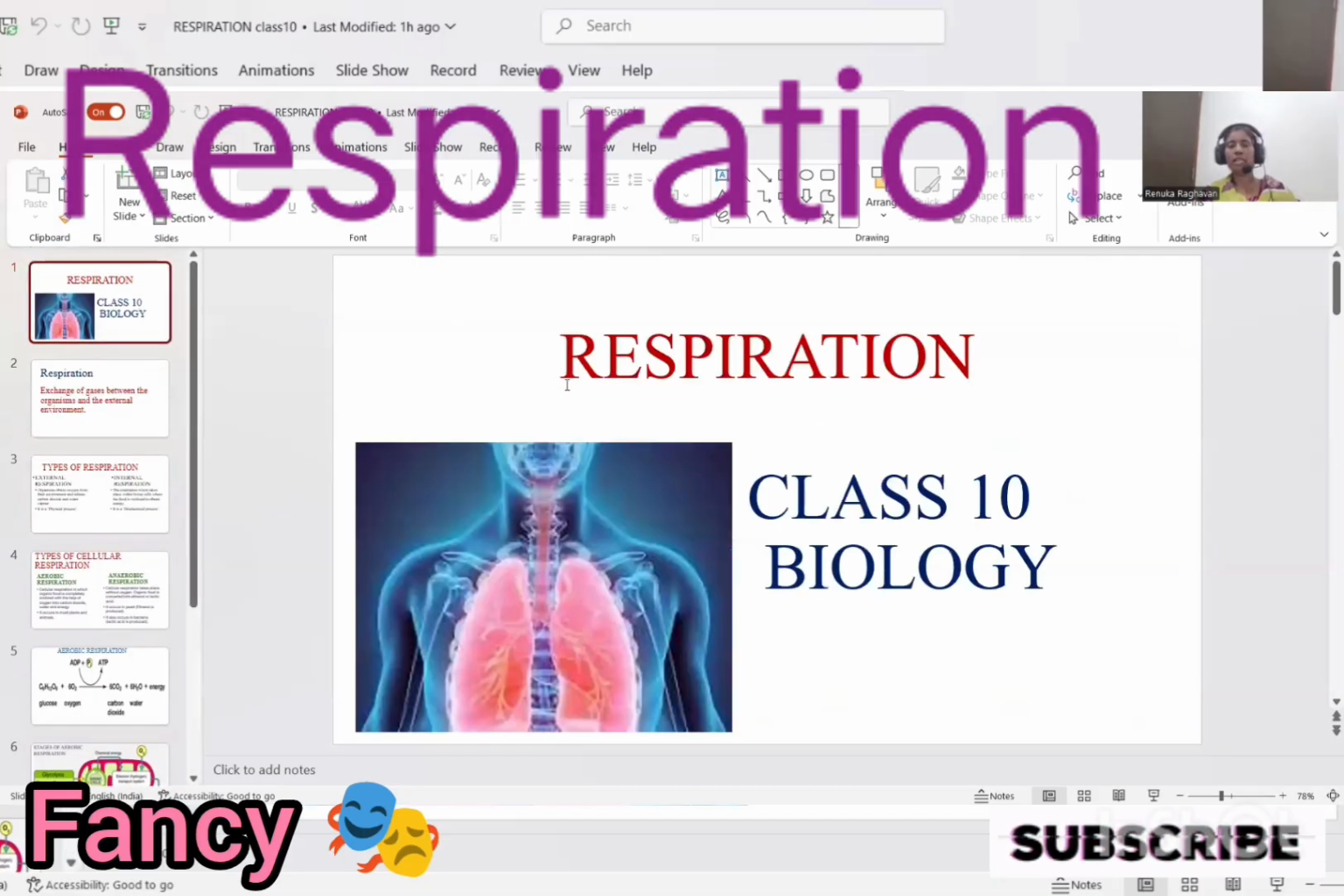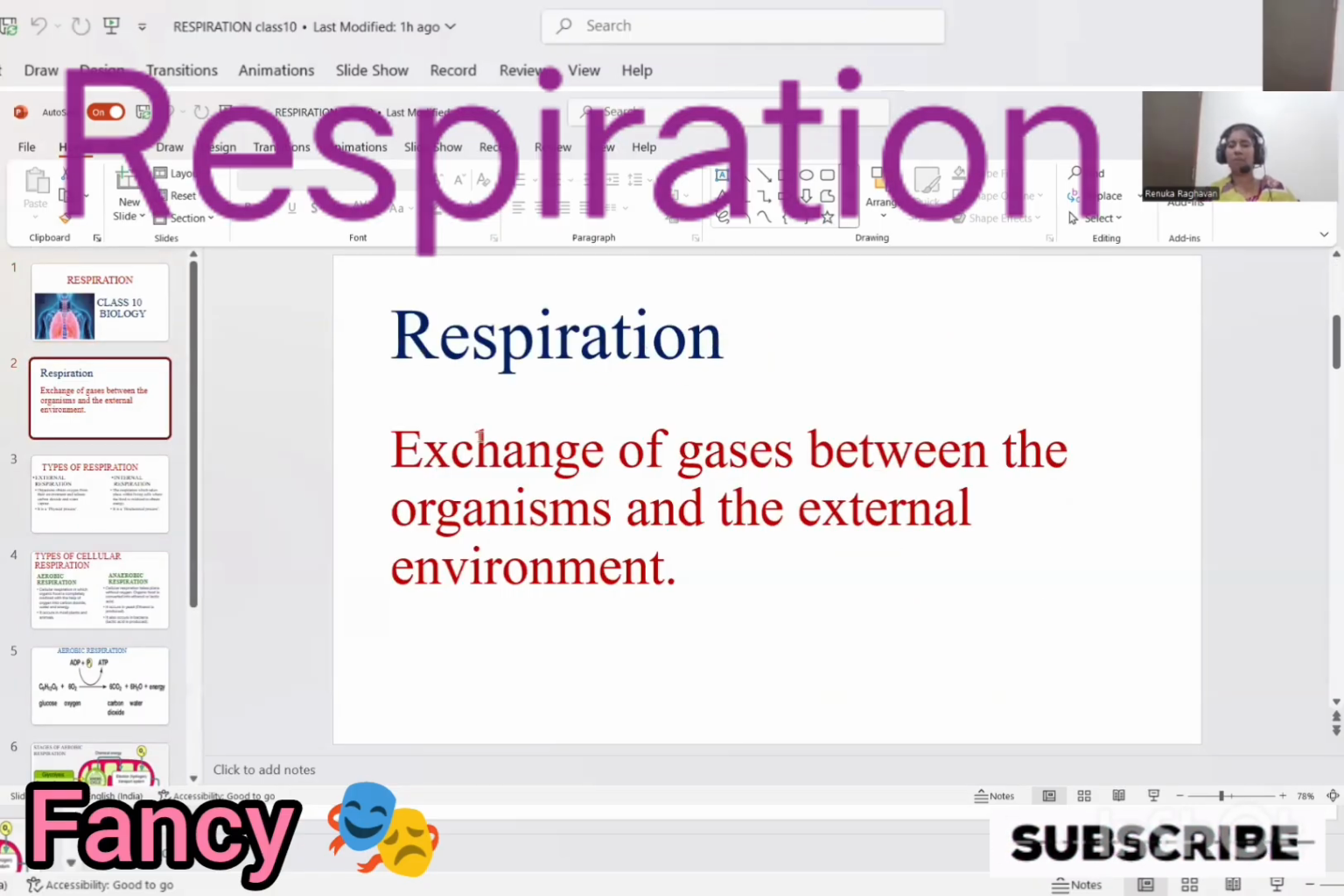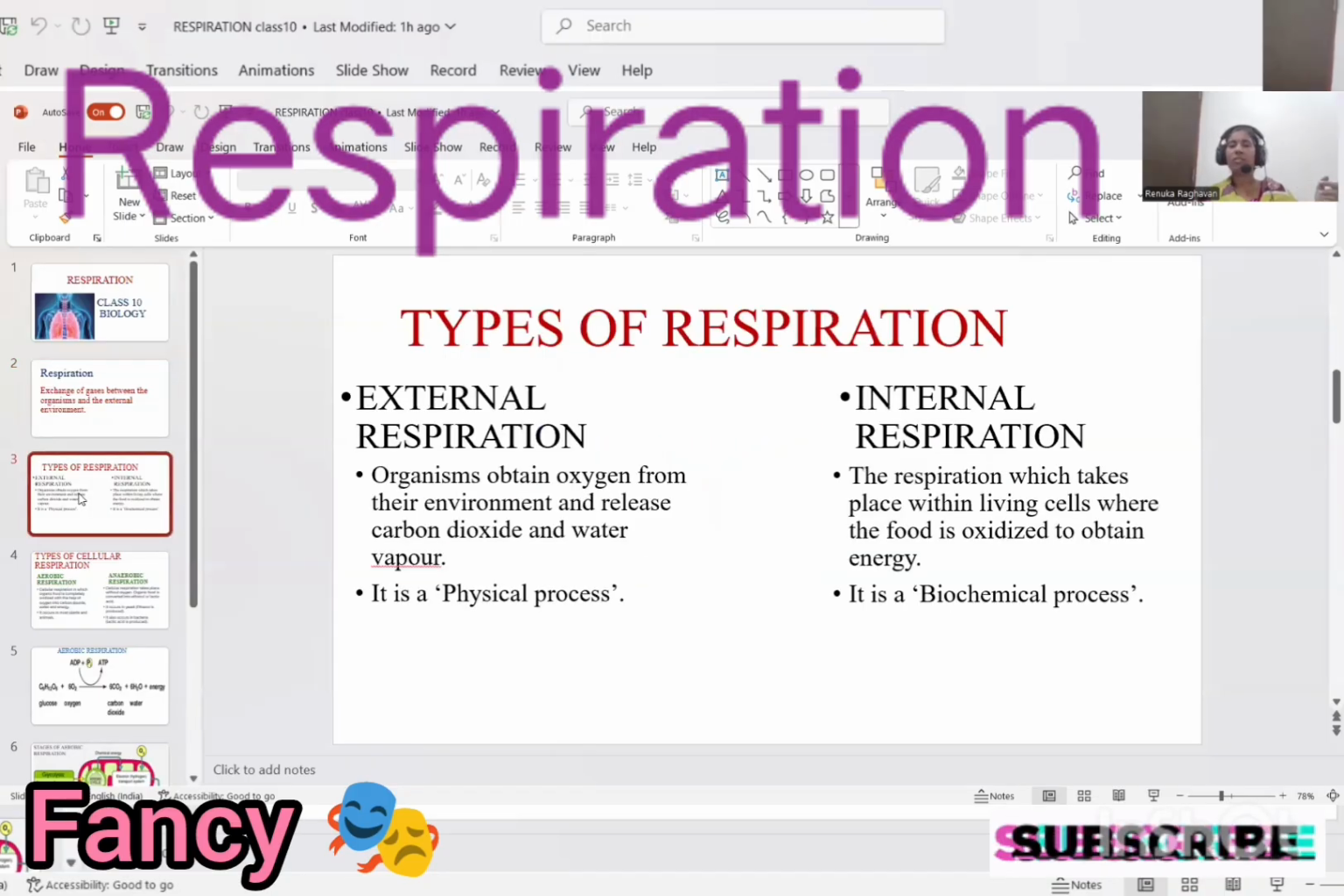So today's class we started with the respiration process, and what is the definition of respiration? Yes, good. It is the exchange of gases between the organisms and the external environment. Next, we have seen there are types of respiration: external respiration and internal respiration. External respiration is a physical process. Breathe in, breathe out, so exchange of gases will take place.